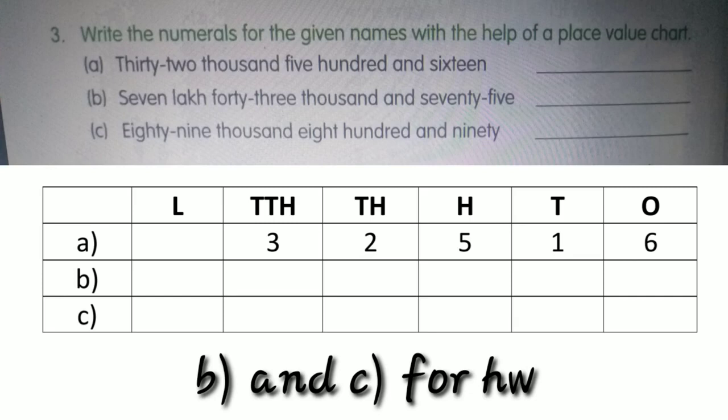Part B states 7,43,075, whereas part C states 89,890. So in this manner you can write the digits in a place value chart. Moving on to question number 4.